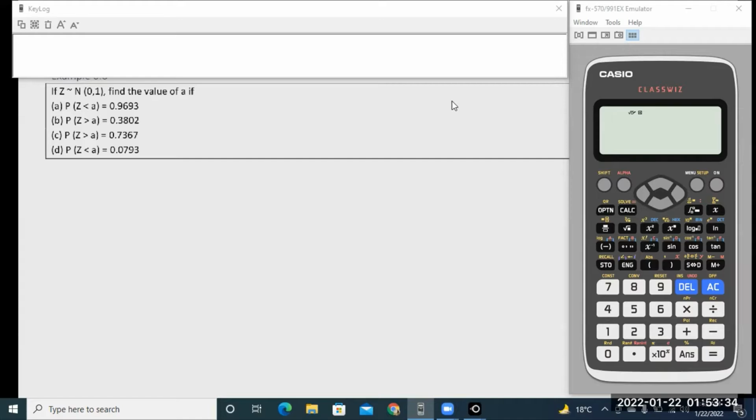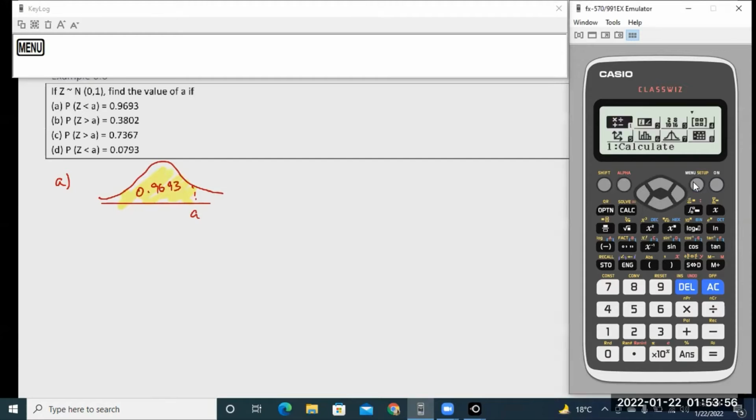So in this case, in part A, let's say if you wanted to calculate this directly, what this question basically tells you is that there's a certain value for A below which the entire probability is 0.9693. So what you do is you go to your calculator, you go to menu, you go to distribution.